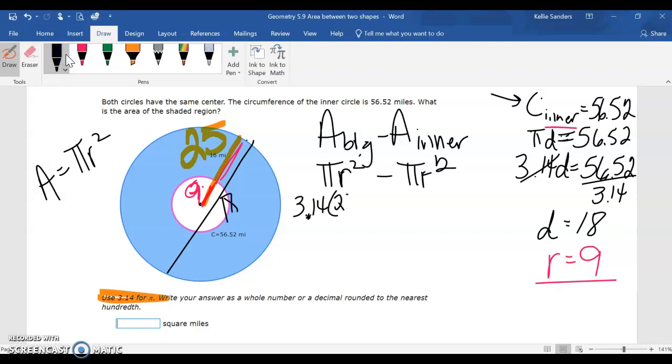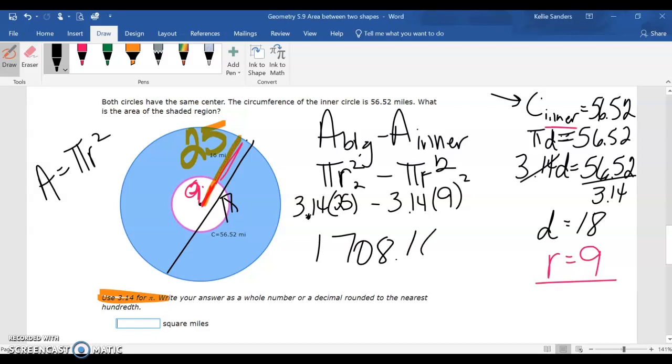So we're going to put 3.14 times 25 squared minus 3.14 times 9 squared. Then we get the calculator and do 3.14 times 25 squared minus 3.14 times 9 squared, and get 1708.16, round to the nearest hundredth, and we have hundredths. So that is going to be your answer for that problem.